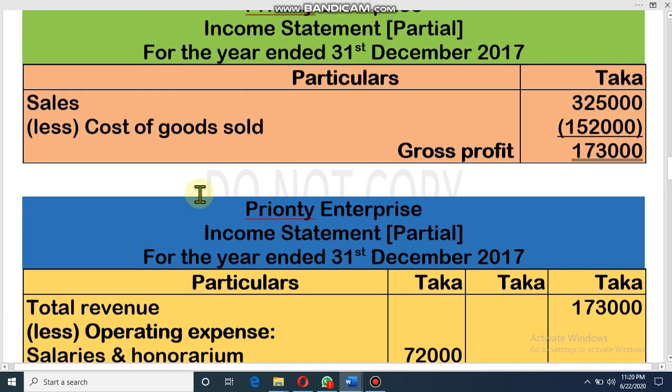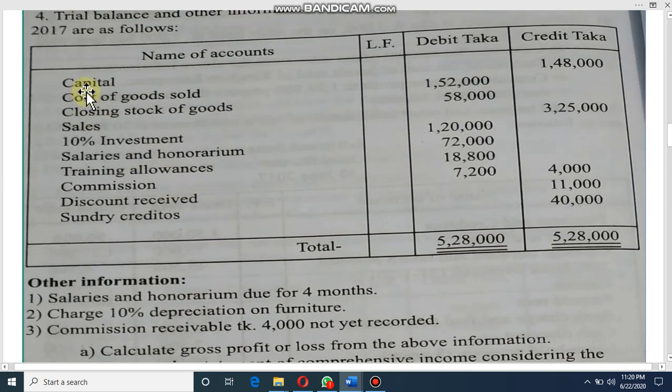Dear student, look at the question now. Capital is not an expense. Dear student, you know all expenses will be on the debit side. Another clue: all expenses will be on the debit side. No expenses will be on the credit side.